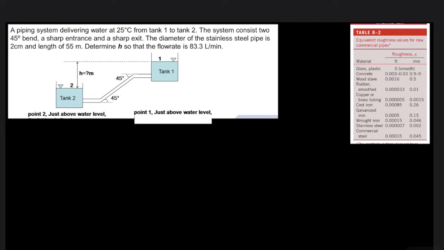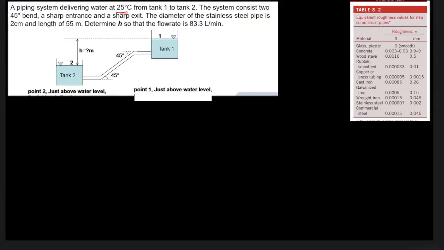So students, we are going to move to example number 1 for our piping network and piping systems. Example number 1 states that a piping system delivers water at 25 degrees centigrade from tank 1 to tank 2. The system consists of a 45 degree bend.